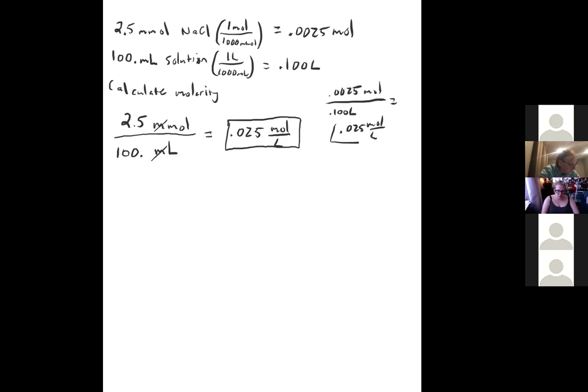But there are cases, you'll see individual problems, where you actually don't need to do all those conversions. If you can just recognize, oh yeah, that's milli and that's milli, they'll cancel out, then that can save you quite a bit of time. Okay.